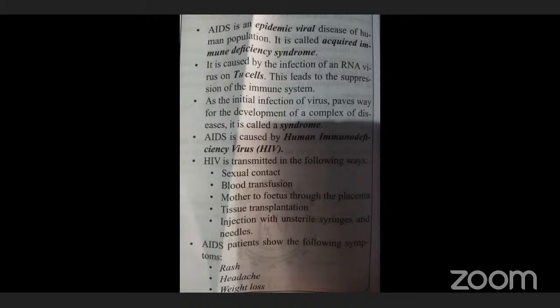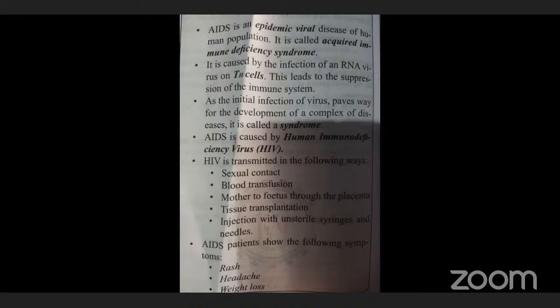In AIDS, the T helper cells are depressed, which leads to suppression of the immune system. Hence the name immune deficiency. Whoever suffers from AIDS, that person's immune system suffers. That's why it is called immune deficiency. The immune system is depressed.